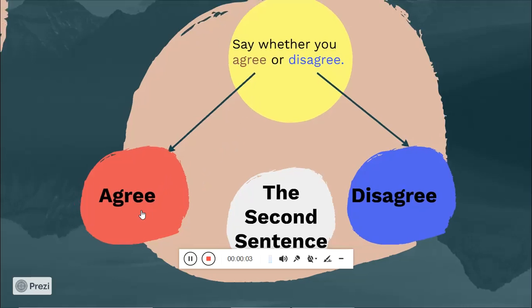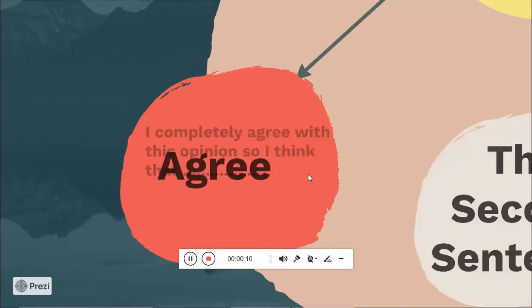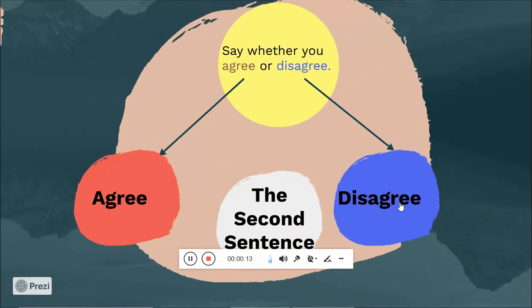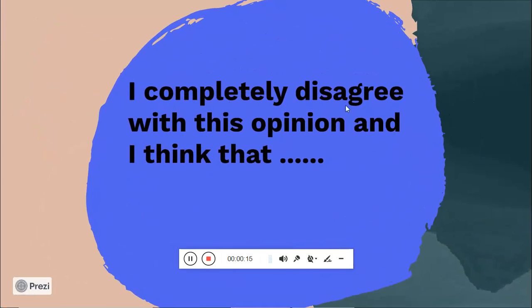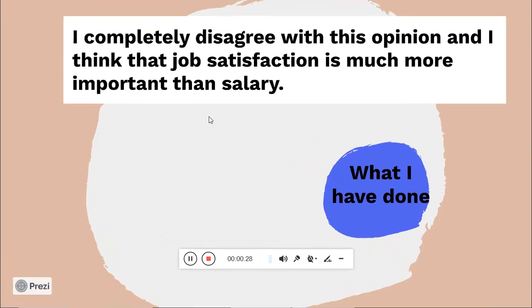So, if you agree, you can say, I completely agree with this opinion, so I think that, and complete. If you don't agree, you can say, I completely disagree with this opinion, and I think that, and you can complete your sentence. So the second sentence in this paragraph or in this essay will be, I completely disagree with this opinion, and I think that job satisfaction is much more important than salary.